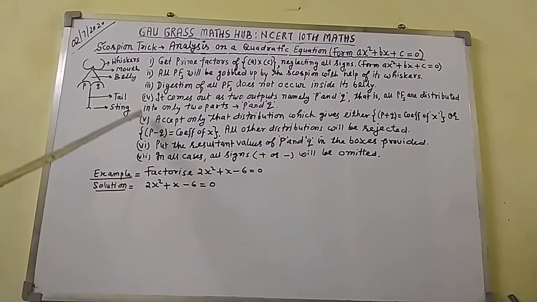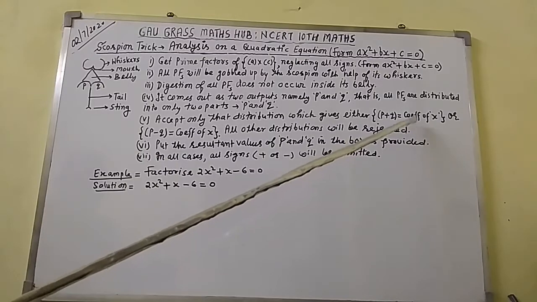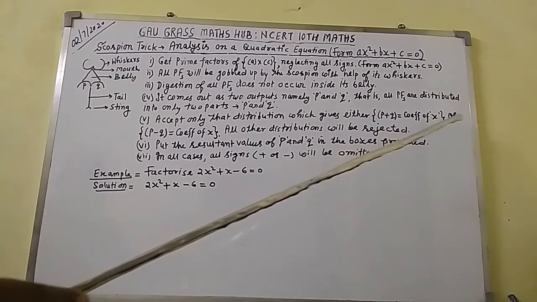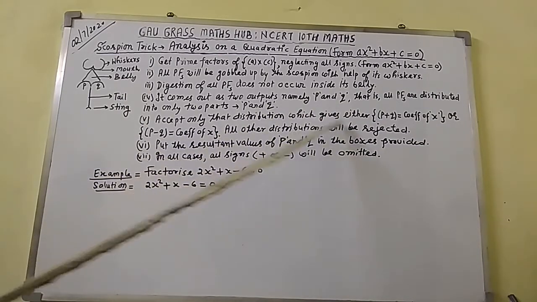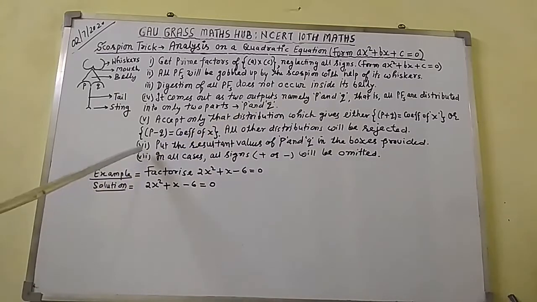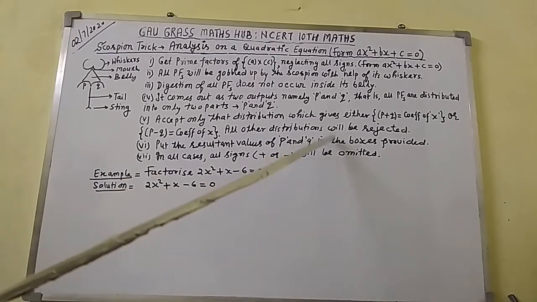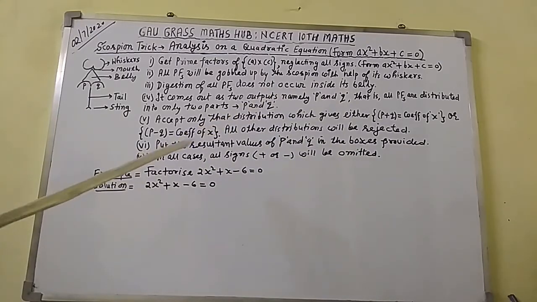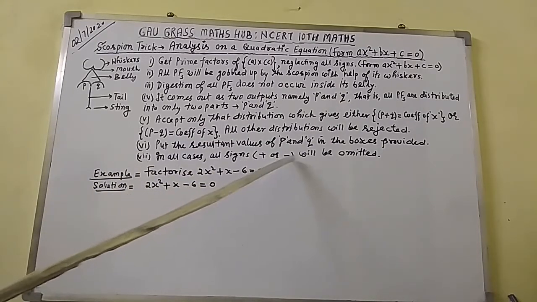Now come to point number 5. Accept only that distribution which gives either P plus Q equal to the coefficient of x, or P minus Q equal to the coefficient of x. All other distributions will be rejected. Point 6 is put the resultant values of P and Q in the boxes provided. And the 7th point is that in all cases, all signs plus or minus will be omitted.